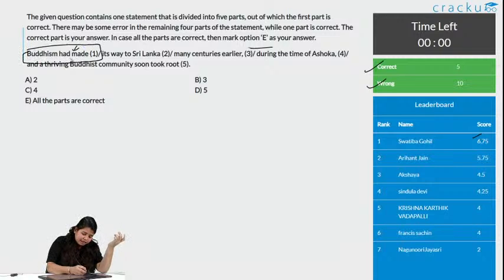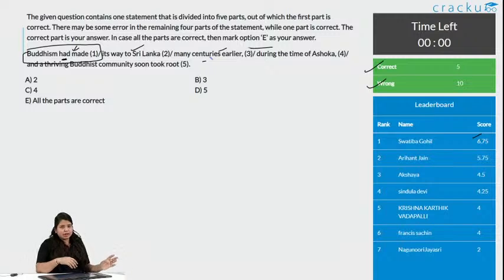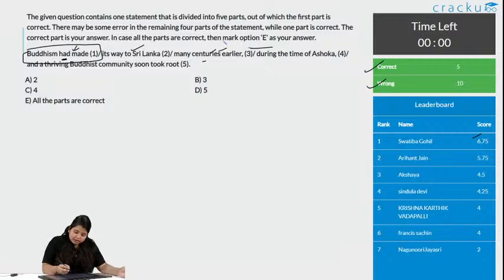So, what are we getting? A sentence in past form, as we have had here. Its way to Sri Lanka, okay, this part has no error till now. Many centuries earlier, okay, Buddhism had already made its way many centuries earlier. So, till now we do not have any error in this part. We got two parts with no error. So, we can directly say option E is the correct answer, that all the parts are correct. But let us check the other two. During the time of Ashoka, okay, during his time, and a thriving, so no article error, as thriving is a consonant.